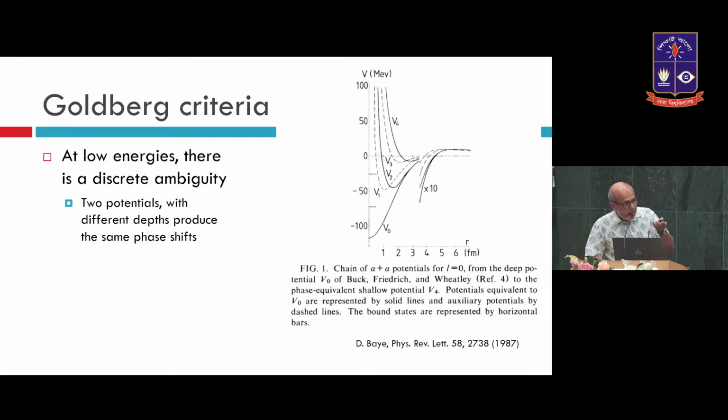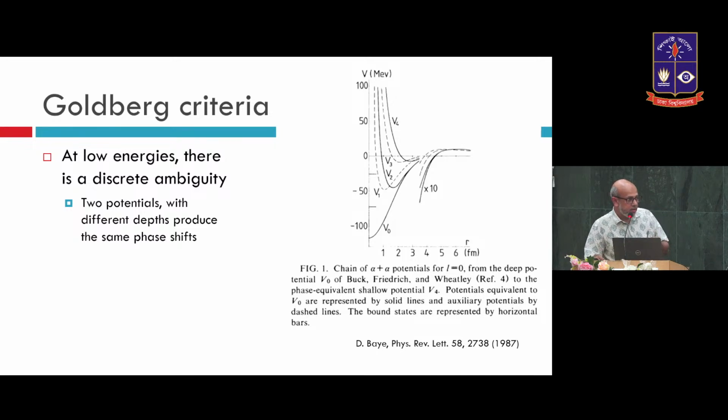So this was a work by Baye, who derived a transformation. So you start with a deep potential, and you transform it. He called it supersymmetric transformations, but it's nothing to do with the supersymmetry of particle physics. But you transform this and you reach these potentials. So these are phase equivalent potentials. So you can start with a deep potential, but you can get a phase equivalent shallow potential with a repulsive core.